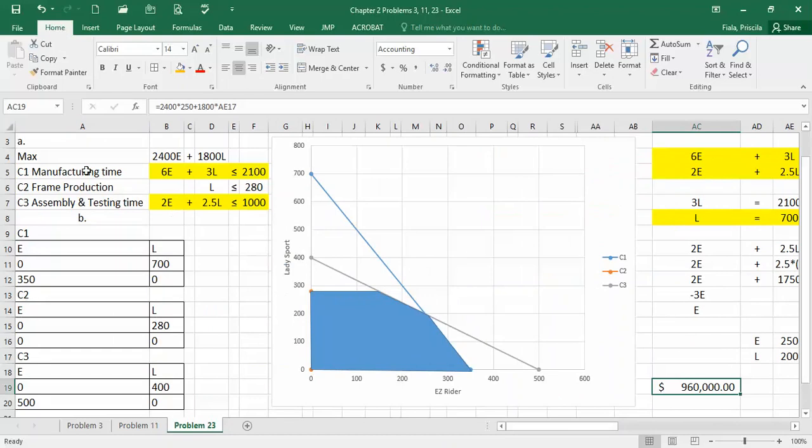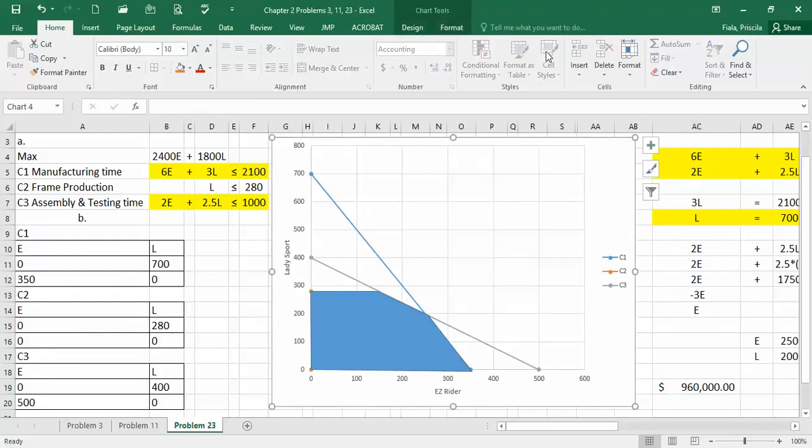So let me recap. All I did was I first set up all the constraints because they start with the constraints. Then I set up the objective function. Once I had all that, I solved for L and solved for E on this equation first to get these values, these points. Then I did the second constraint and got these points. Then I did the third constraint and got these points. I went to my graph and I added them one by one and I got my points.